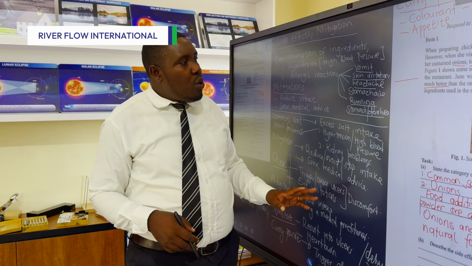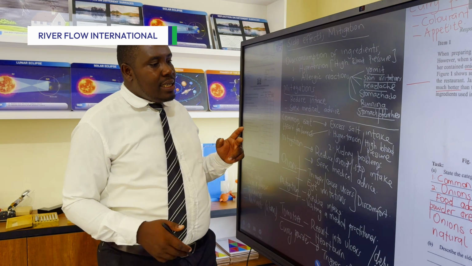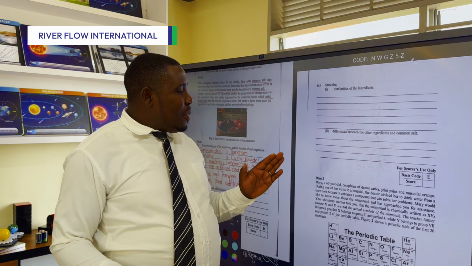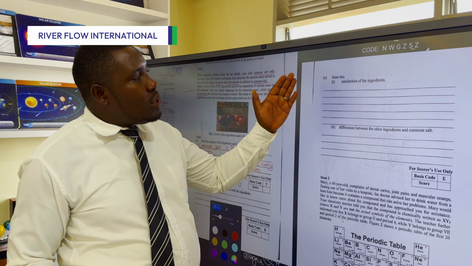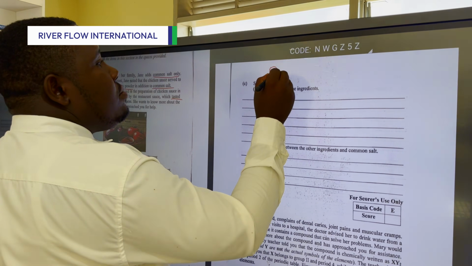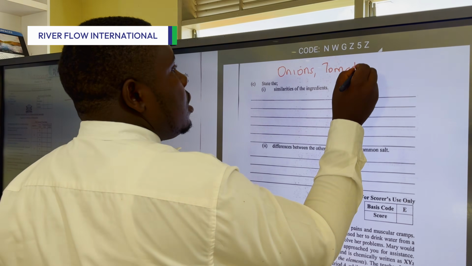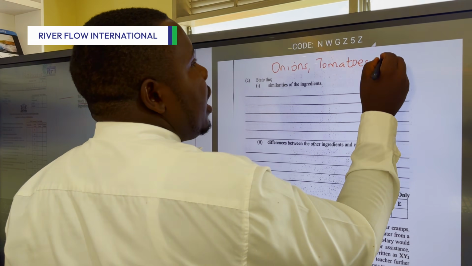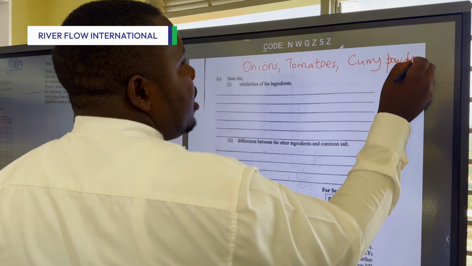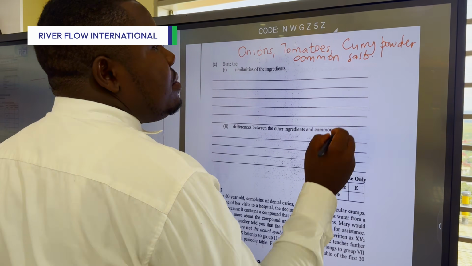And now we want to look at the last two parts, part C and part D. Let's speak them here. Yes, now part C and part D. Part C, actually part C1 and part C2, we are looking at similarities. Now, the similarities: we are looking at how similar are the onions, tomatoes, curry powder, and common salt.